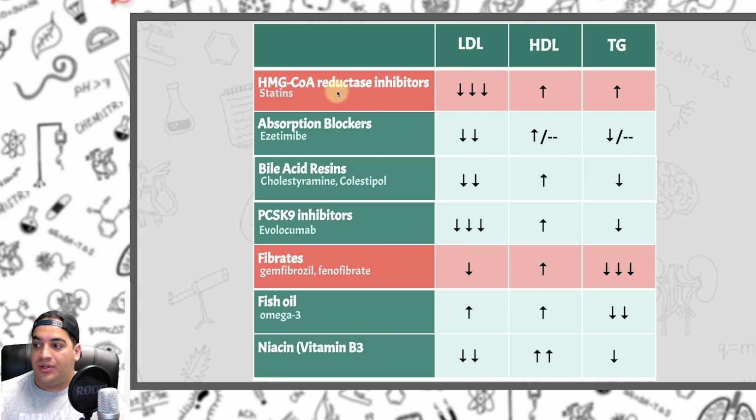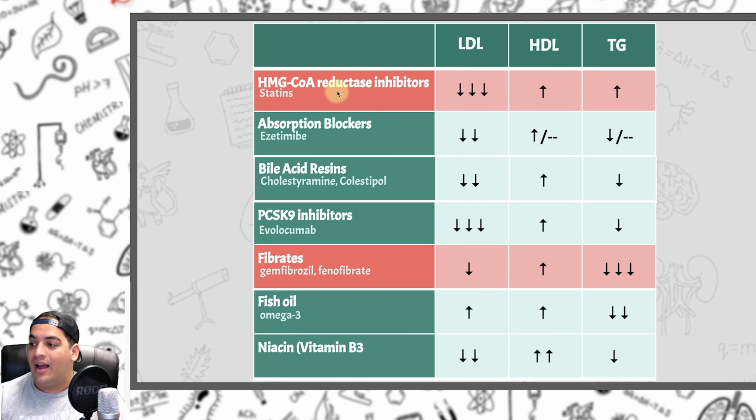HMG-CoA reductase inhibitors, your statins, they're inhibiting that enzyme that synthesizes cholesterol. Cholesterol is primarily carried in which type of lipoprotein? LDL. So if we reduce cholesterol, we reduce LDL molecules. Your absorption blockers and your bile acid resins, they inhibit cholesterol absorption across the GIT, and then eventually they reduce the amount of cholesterol being incorporated into LDLs. So they should also primarily drop your LDLs.